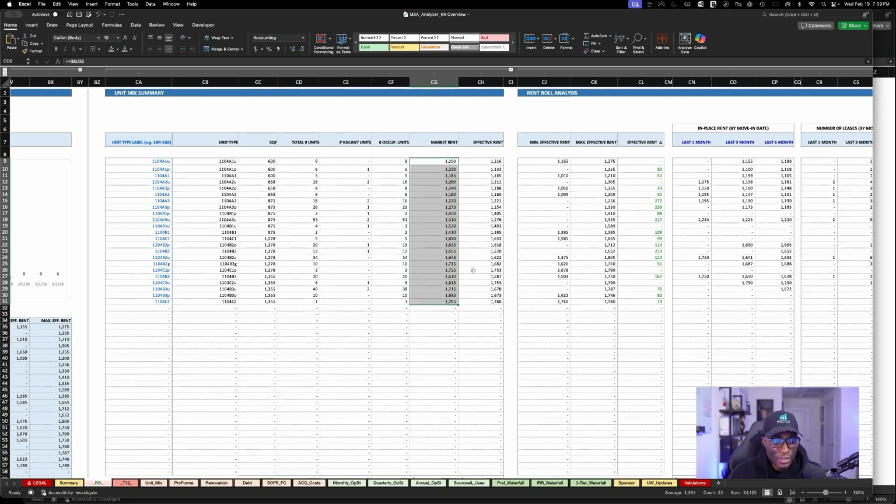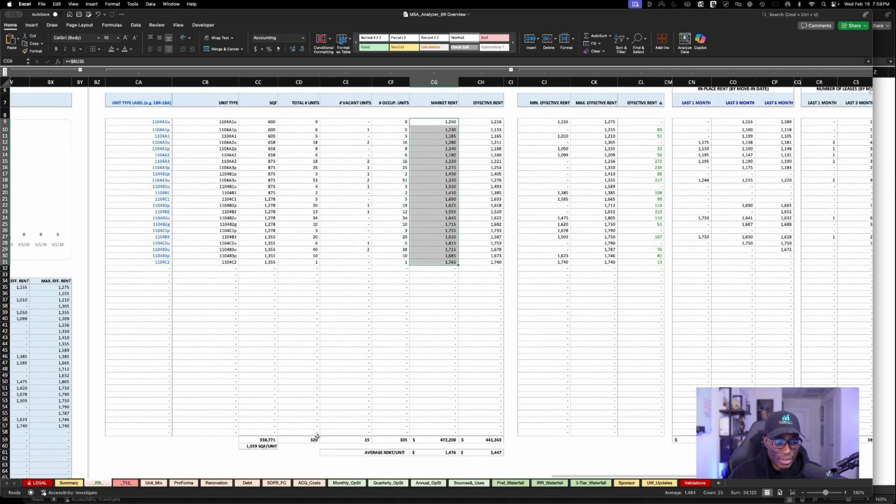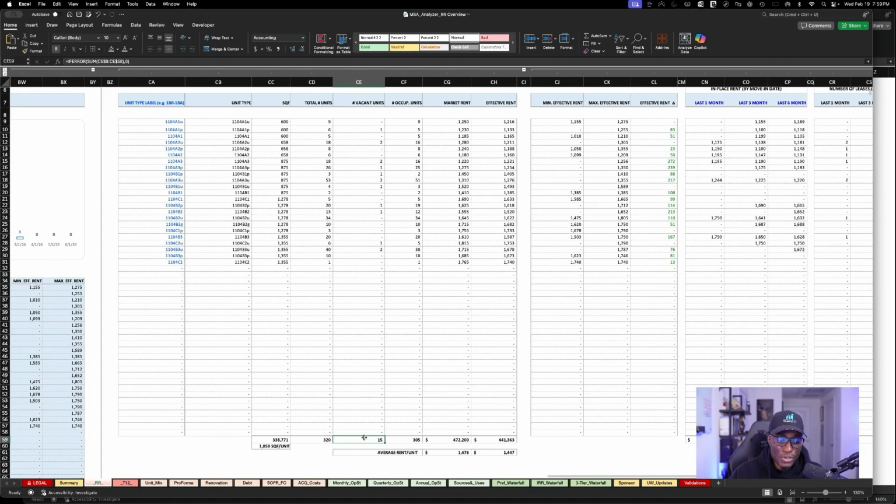I can see the different unit types. I can tell there are 320 units for the property we just looked at. 10 of those units are vacant, 305 are occupied. We can see the gross potential rent. This is the maximum income you can collect if all those units were being leased at that market rent.